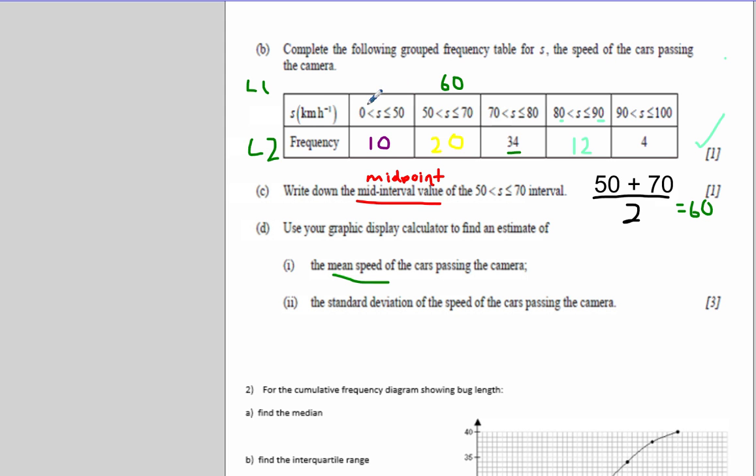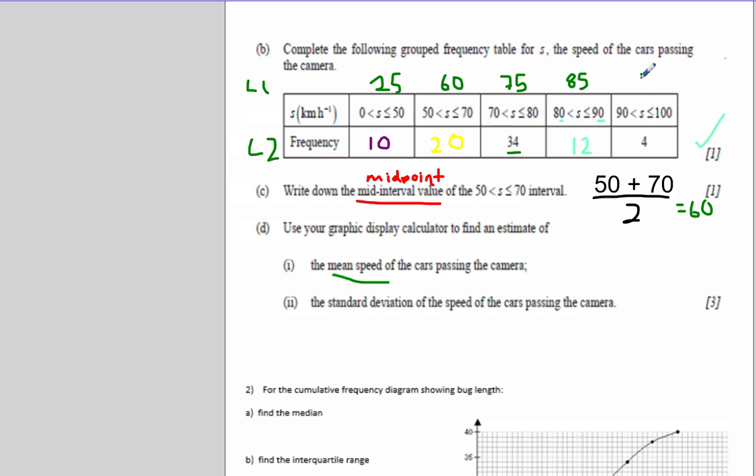What's the middle of 0 and 50? That's right, it's just 25. What's the midpoint of 70 and 80? That's right, it's just 75. If you're not sure, add them together, divide by 2. Middle of 80 and 90, you're right, it's 85. 90 and 100, that's right, it's 95.